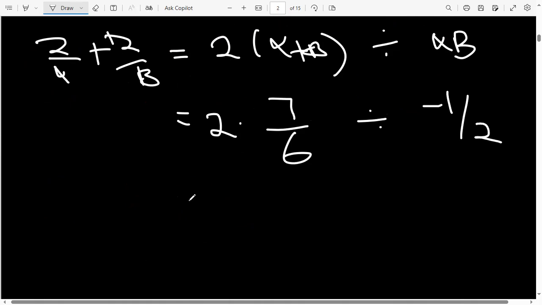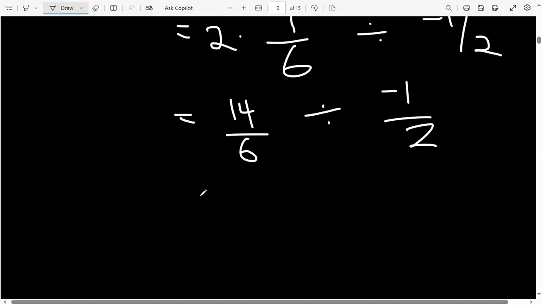So from here, what do we see? We see that we can multiply the 2 with the 7. We are going to get 14 over 6, divided by minus 1 over 2. We can do the simple division here, the grade 2 division. We just multiply, and these two exchange.